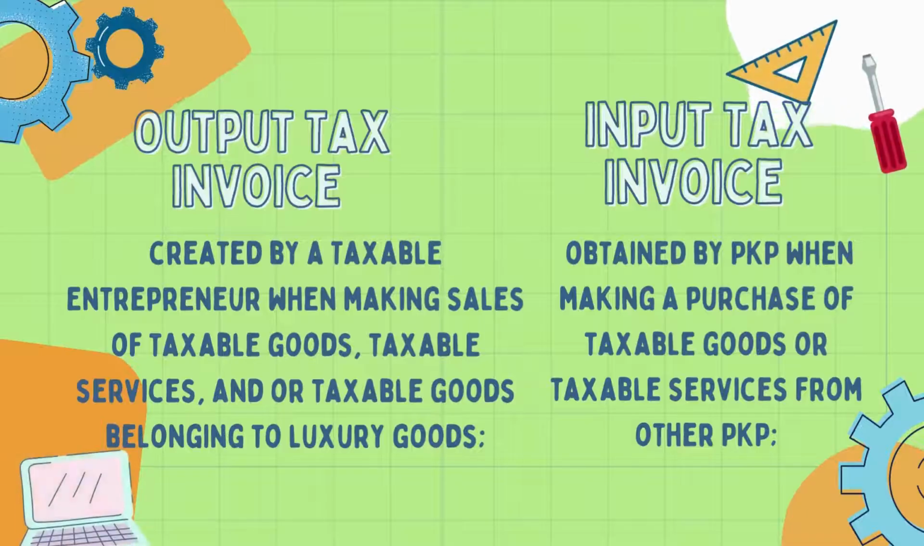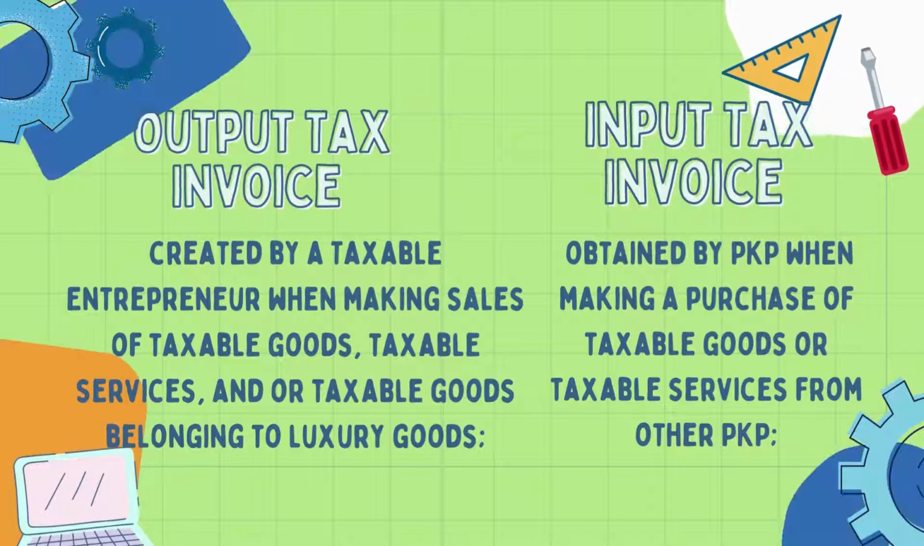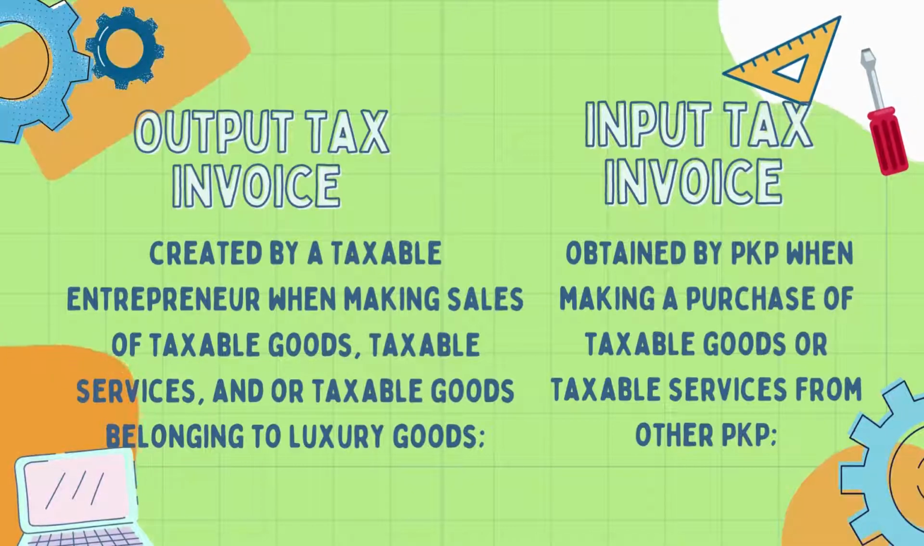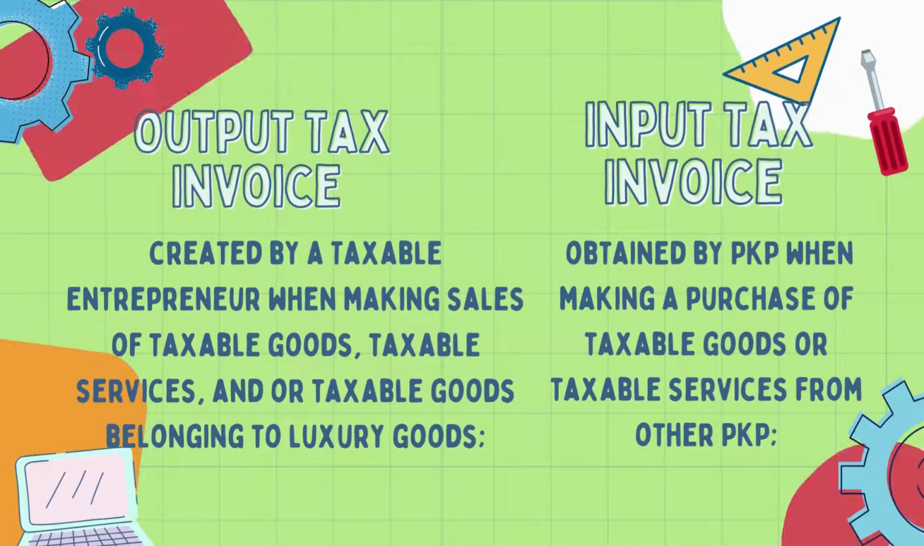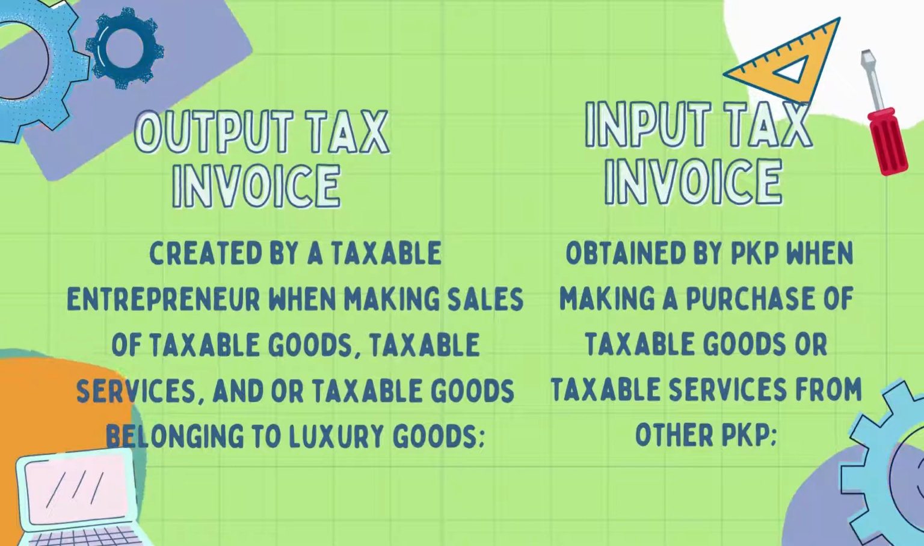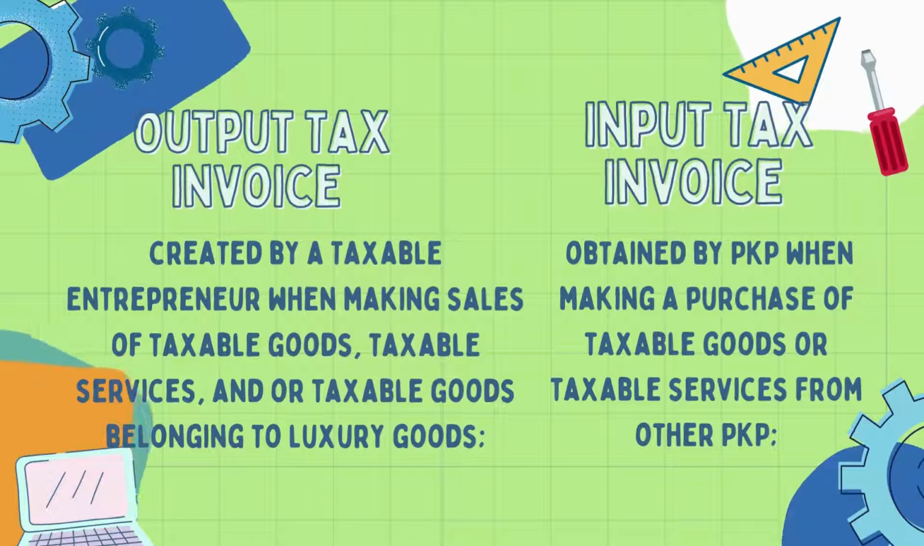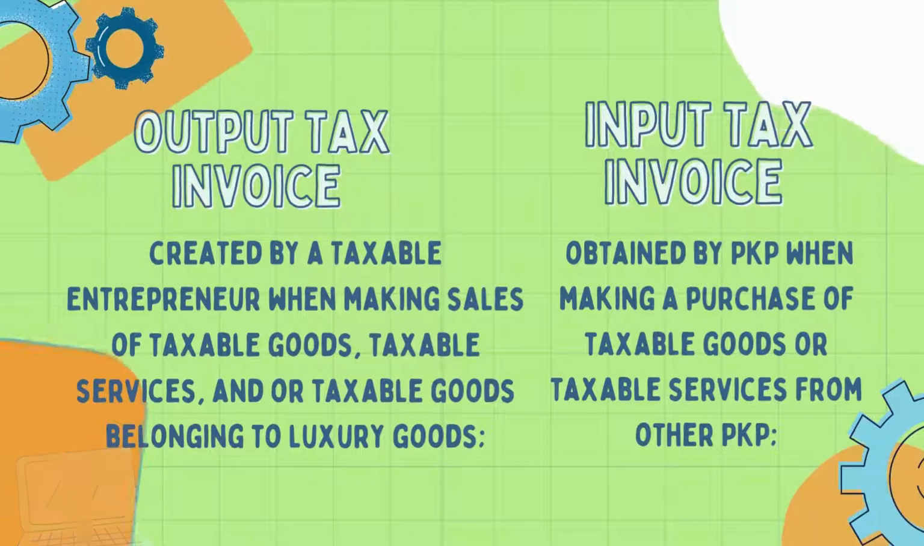The next is tax invoice types. The first is output tax invoice, created by a taxable entrepreneur when making sales of taxable goods, taxable services, and or taxable goods belonging to luxury goods. Second is input tax invoice, obtained by a PKP when making a purchase of taxable goods or taxable services from another PKP.